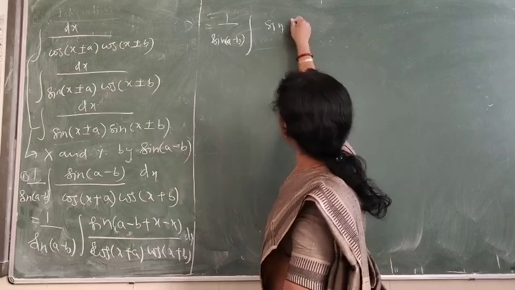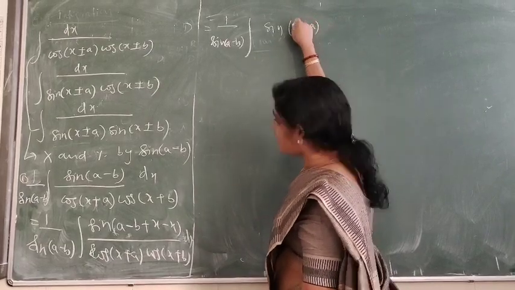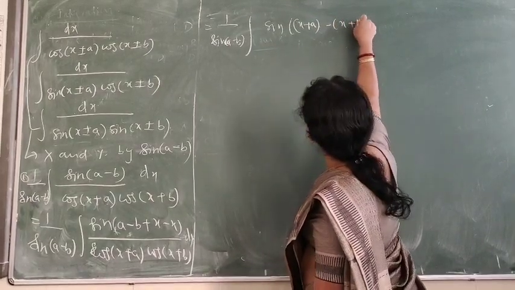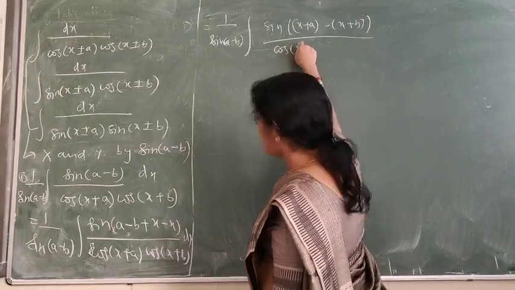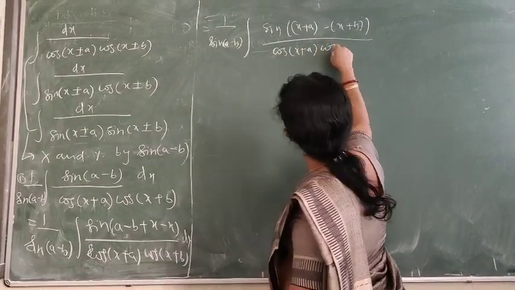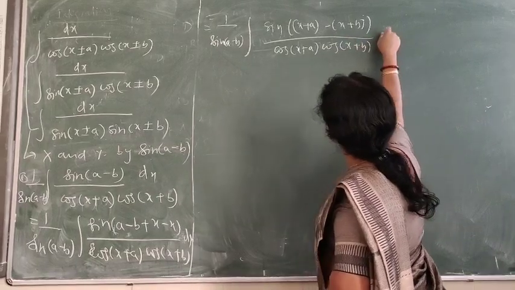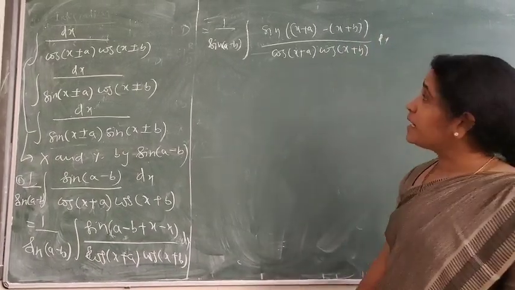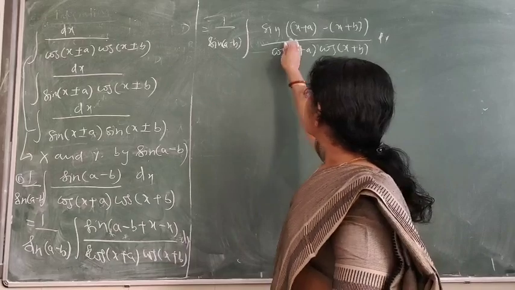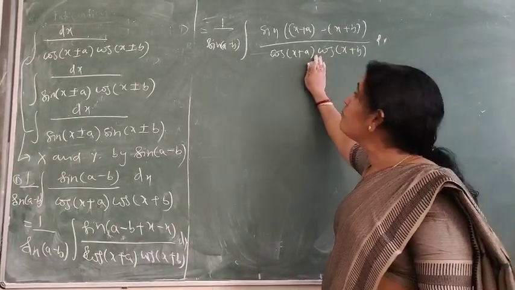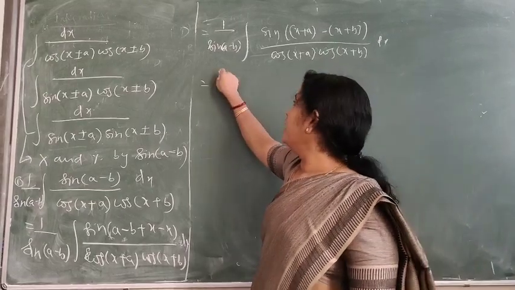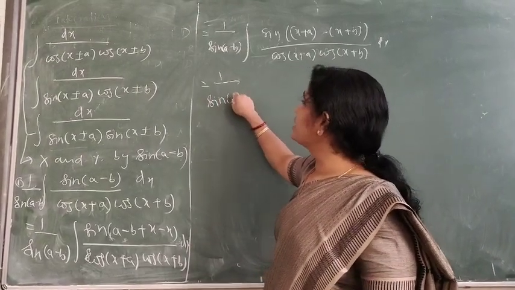So I am writing this one x plus a, and then taking the minus form, you will get x plus b. That would be cos x plus a into cos x plus b. Now you have to do even more. Now you have to use the sine a minus b formula, sine a cos b minus cos a sine b. Automatically one term will be cancelled. Then let me complete, that is sine a minus b.